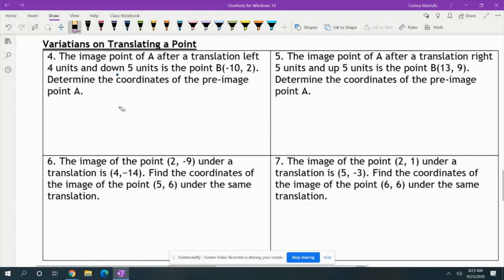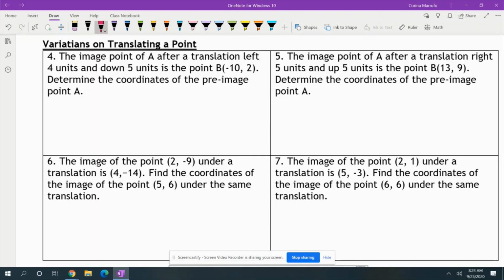All right, so the next one, it says variation on translating a point. So the image point of A after translation left 4 units and down 5 units is a point B, which is negative 10, 2. Determine the coordinates of the pre-image of point A.